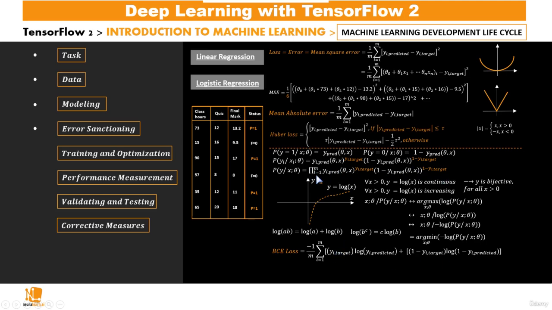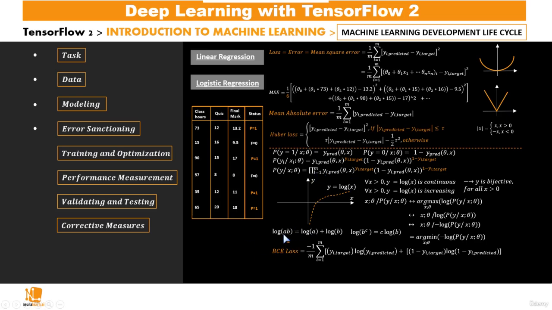Now, these are actually products. So we have y1 pred to the power of y1 target times 1 minus y1 pred to the power of 1 minus y1 target, times y2 and so on, up to, let's say in this case, y6. It's kind of like a times b times c. So log of ab is equal to log of a plus log of b. Log of abc is log of a plus log of b plus log of c. So the log of these products is simply the sum of the logs of each of them.